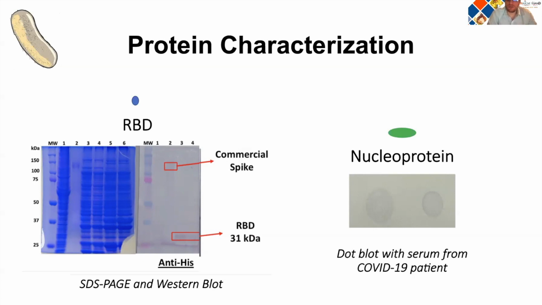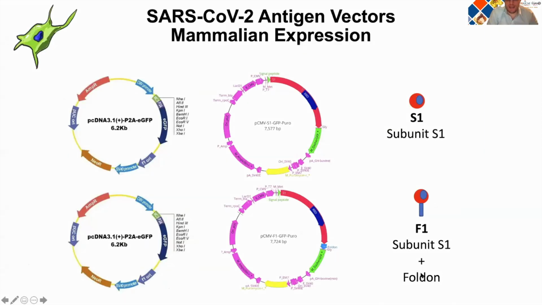And in the case of the nucleoprotein, we use a dot blot with serum from COVID-19 patients to recognize the production of the protein. And in the case of the mammalian cell production, we have 4 expression vectors to produce the subunit S1 and the subunit S1 plus the virus domain called foldon. This protein we will call F1, and S1 in the case of subunit 1.